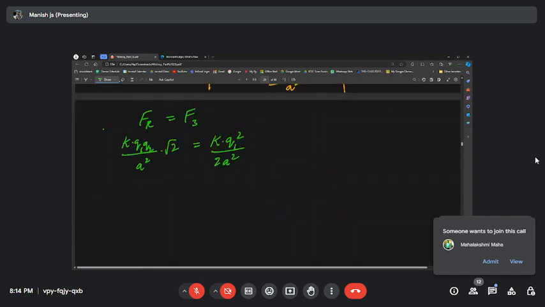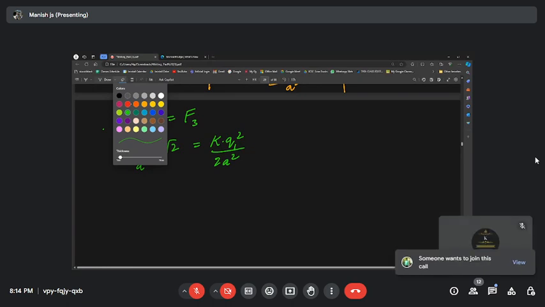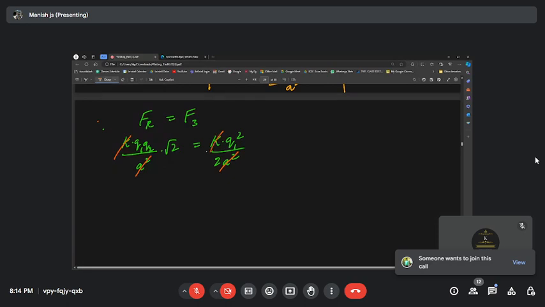Then what gets cancelled here? A square will cancel, sir. A square gets cancelled, okay. And Q1 and Q1 square will get cancelled. K will cancel, sir. Yes, correct. So what are you left with? One Q1 also will get cancelled off. Yes, sir, we wanted the ratio of Q1 by Q2.